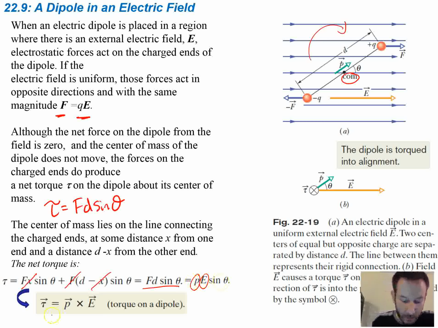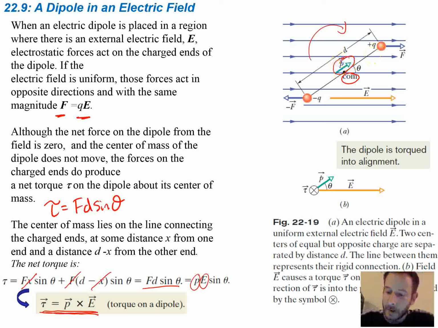So the equation that we get for the torque is just going to be the cross product of our dipole moment p crossed with our electric field E. Now, if you remember, our dipole moment is going to be from the negative charge to the positive charge. So that's why you have our dipole moment written here in that direction.